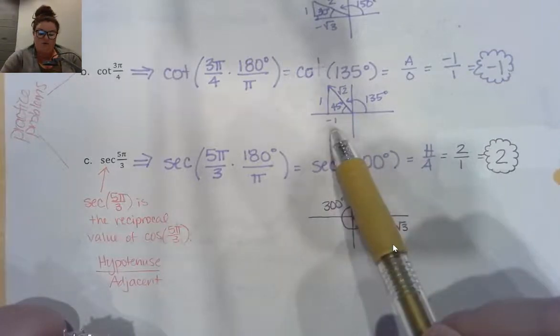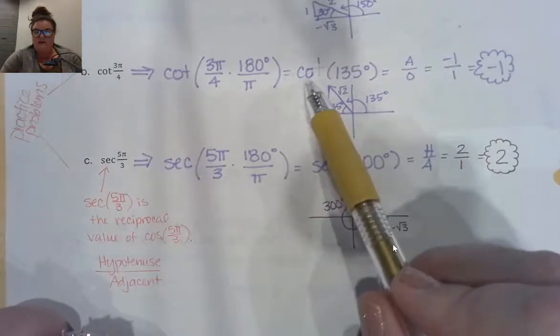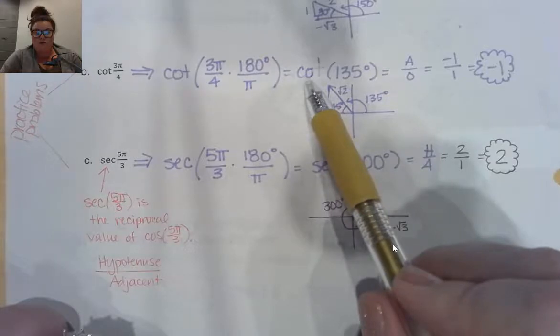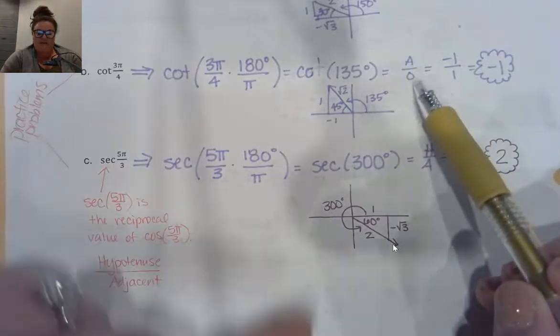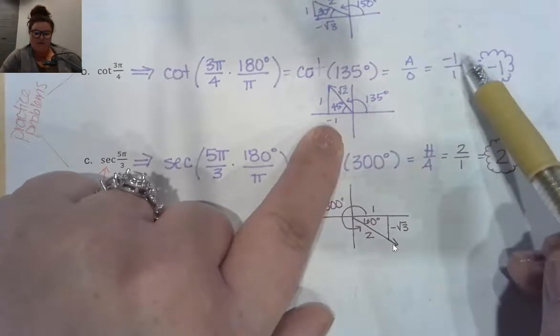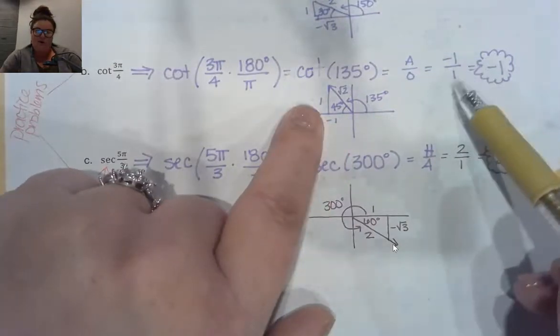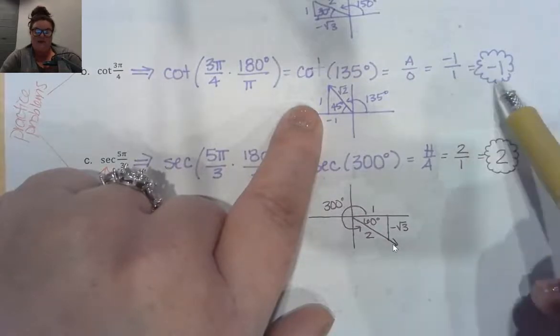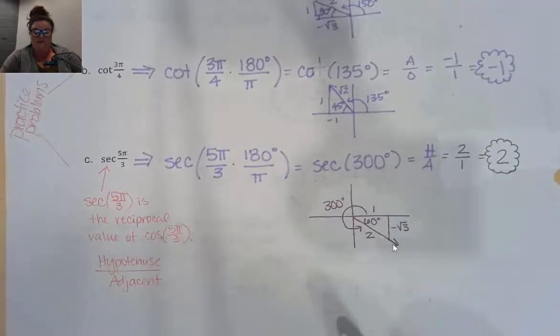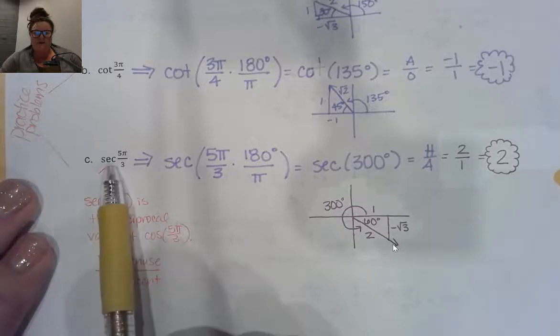Okay, so now that we correctly have labeled our reference triangle, now we can go ahead and calculate cotangent. Cotangent is the reciprocal of tangent. Tangent is TOA, opposite over adjacent. So the reciprocal of that would be adjacent over opposite. So I'm looking at my adjacent side, which is -1, over my opposite side, which is +1. And -1 over +1 gives me -1, right? So hopefully that one wasn't too bad for you.